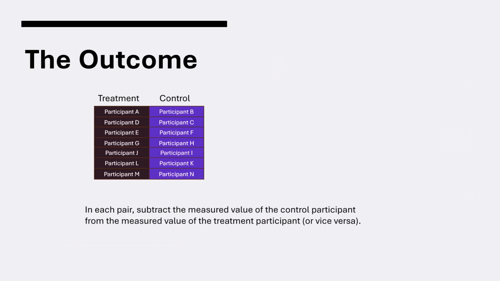As we conduct our study, we'll need to measure each participant within the treatment condition and each participant within the control condition. And then in each pair, we subtract the measured value of the control participant from the measured value of the treatment participant, or vice versa.